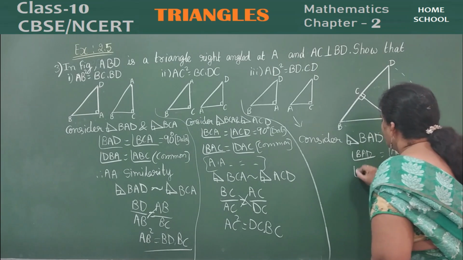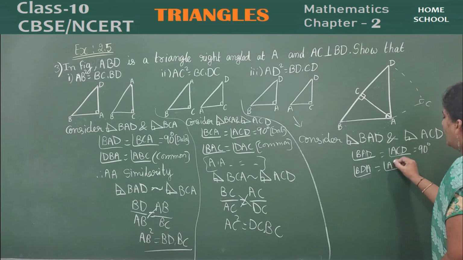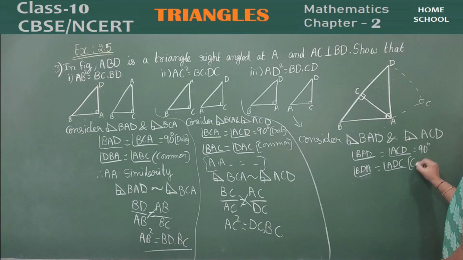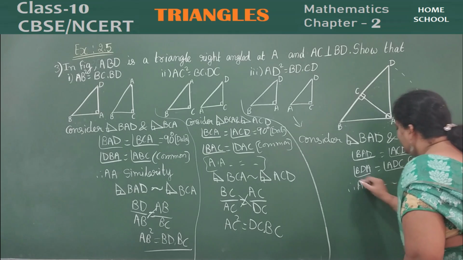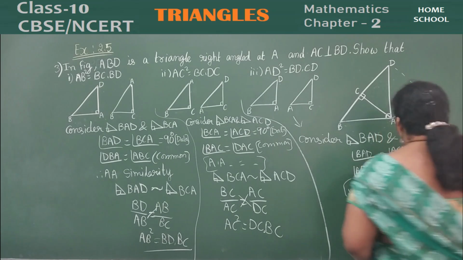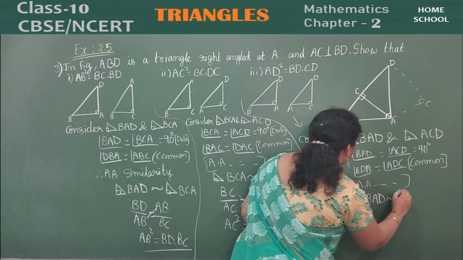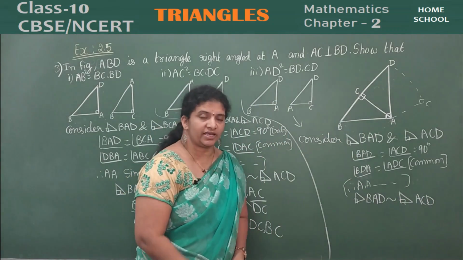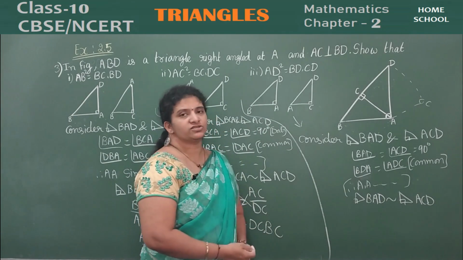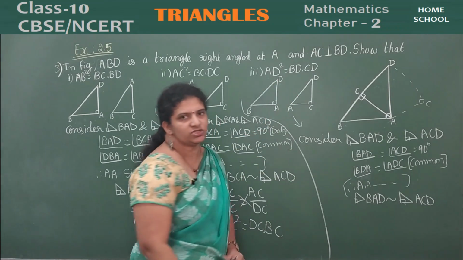Then next, angle BDA is equal to angle ADC, that is common angle. Therefore, by angle similarity criteria, I can say the right triangle BAD is similar to right triangle ACD. If they are similar, the corresponding ratios must be in proportion. Which ratios will take here? So AD is here and AD is here, means perpendicular and hypotenuse you need to compare.